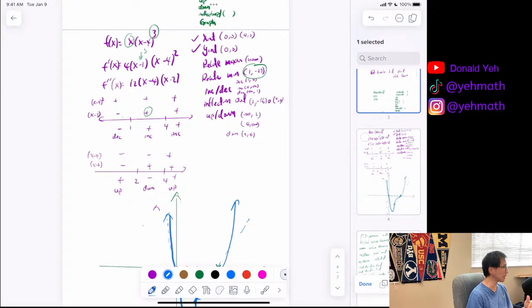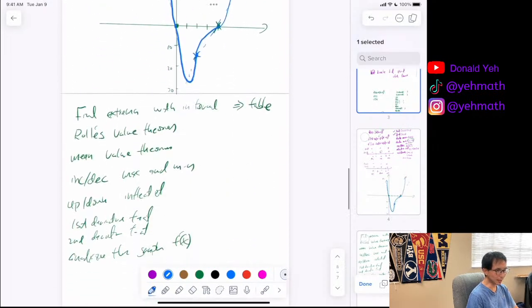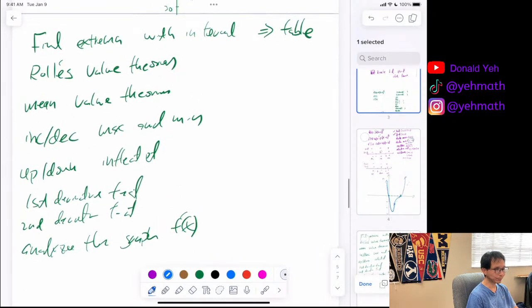This one counts as easy because it doesn't have a vertical asymptote, doesn't have a horizontal asymptote, doesn't have a hole, does not have the whole nine yards. Monday, we're going to talk about that. What is on the test? This is on the test.